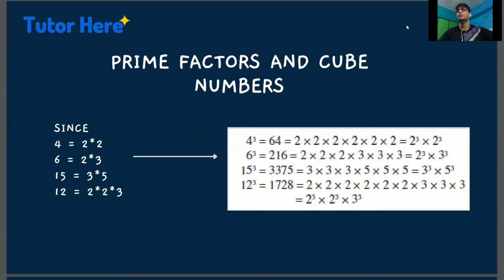Prime factors and cube numbers. Now, since we know that 4 is equal to 2 into 2, 6 is equal to 2 into 3 and so on, we can write 4 cube, that is 64, is equal to 2, 2, 2, 2, 2, 2. So 2 raised to 3 into 2 raised to 3. Similarly, 6 cube can be written as 2 cube into 3 cube, and so on.